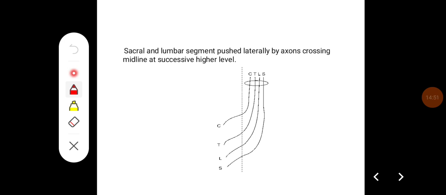This diagram shows the arrangement of the cervical and thoracic fibers. They occupy the medial part of the spinal cord, whereas lumbar and sacral fibers occupy the lateral part of the spinal cord.